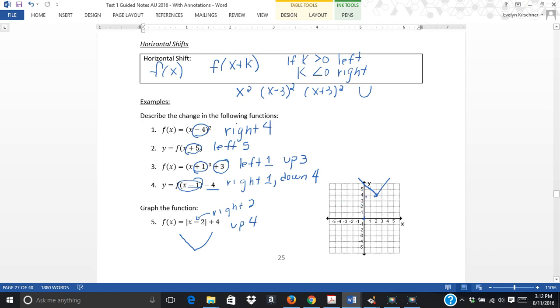Now, if I moved up 4 and then right 2, I would have gotten to the same place. So sometimes it doesn't matter if you're doing left, right, up, and down. It doesn't matter the order that you go in.